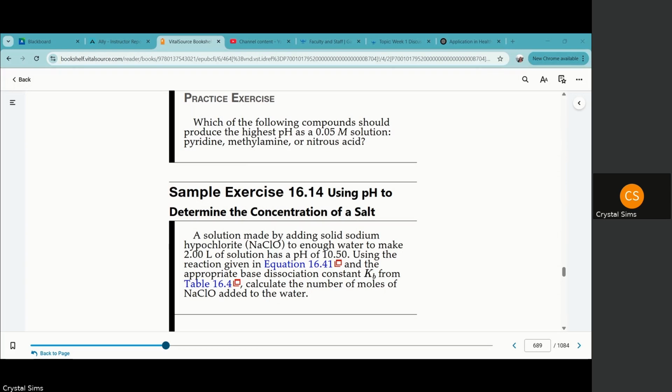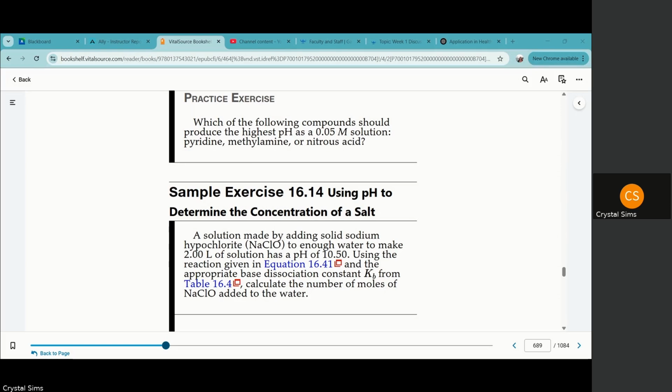And so we have a reaction that's given for us, and we're going to look for our base dissociation constant Kb. We need to figure out the number of moles of that sodium hypochlorite that were added to the water. So we're going to take our pH and determine how much of this sodium hypochlorite was actually added to the water.